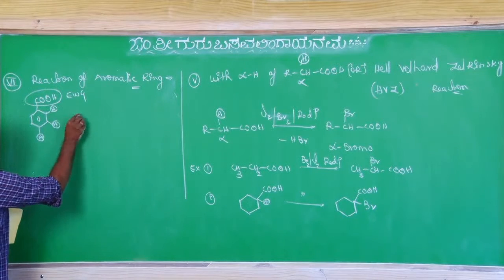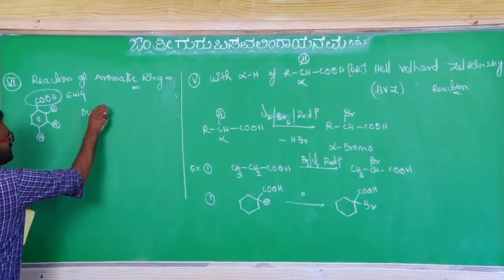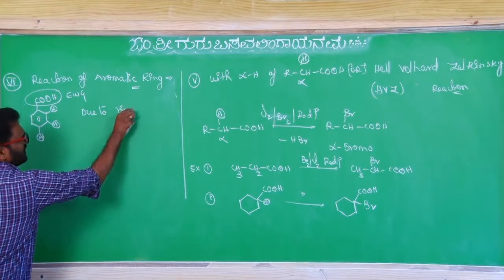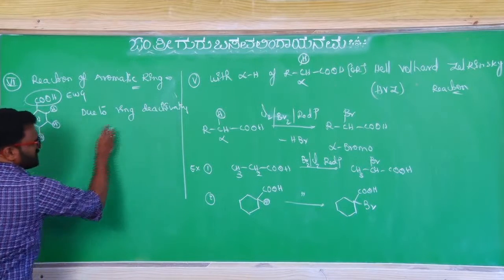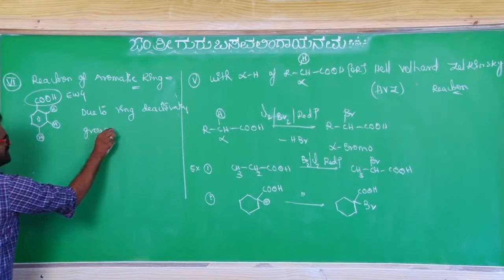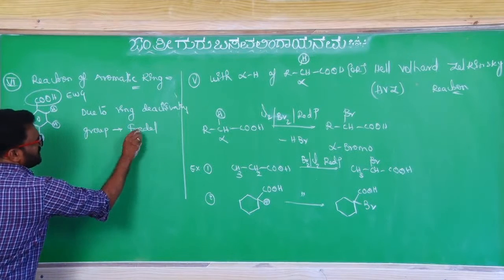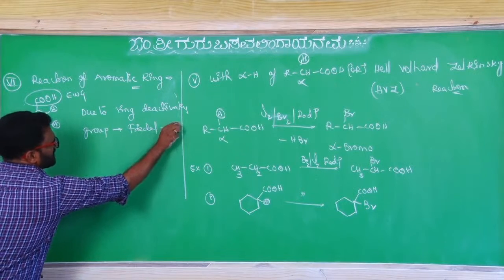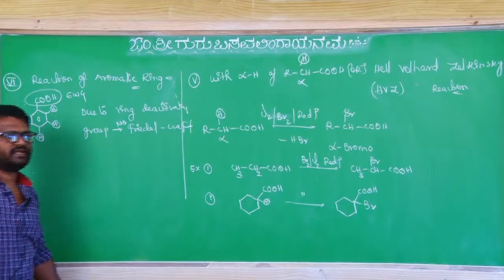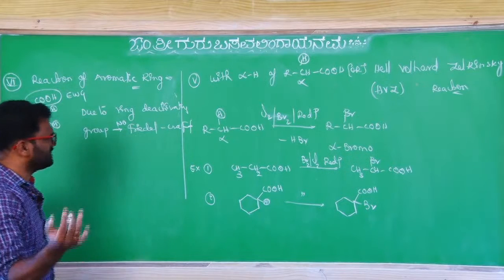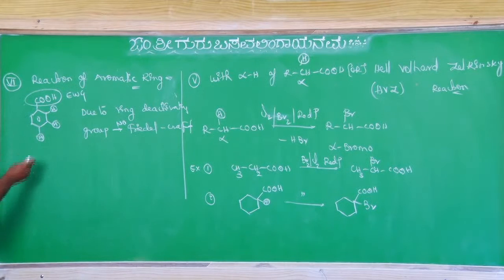Write down here: due to the ring deactivating group, there is no Friedel-Crafts reaction. There is no Friedel-Crafts acylation or alkylation. But other than Friedel-Crafts, you can get the other electrophilic substitution reactions. What are the other electrophilic substitution reactions? Let me give the examples.